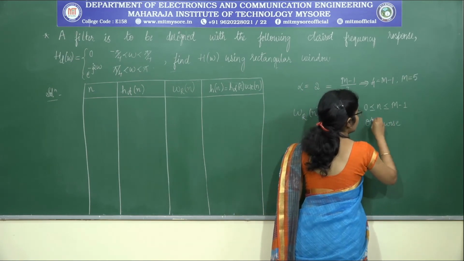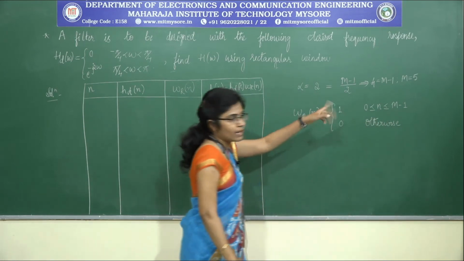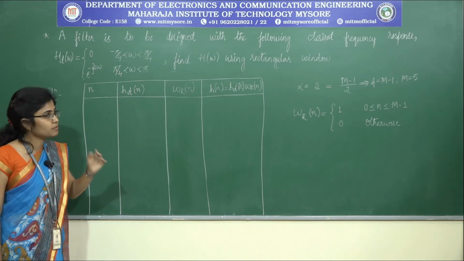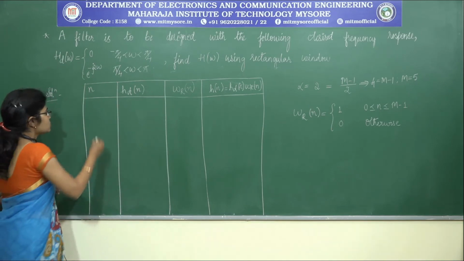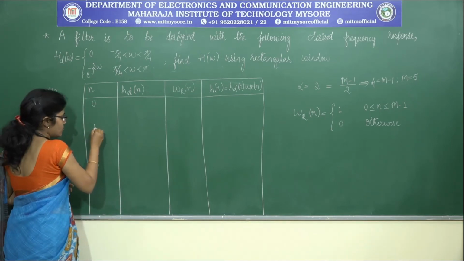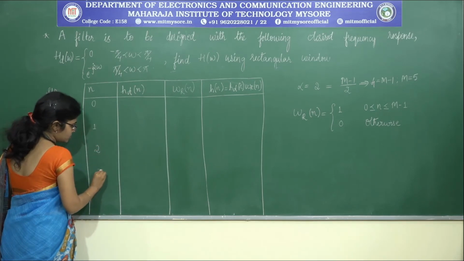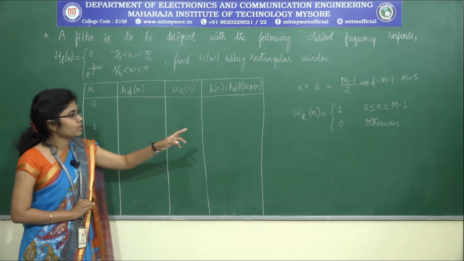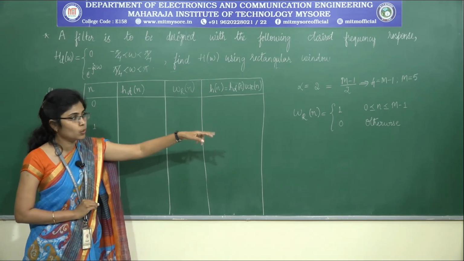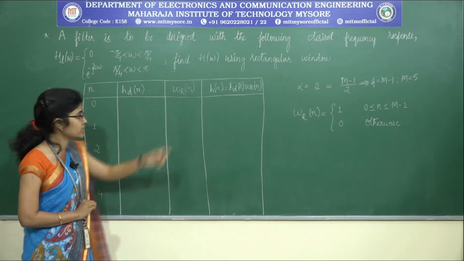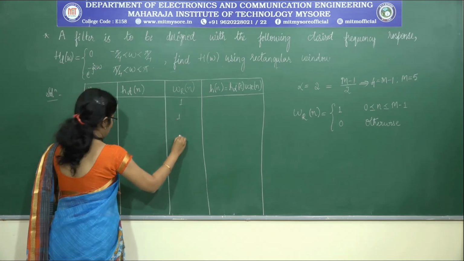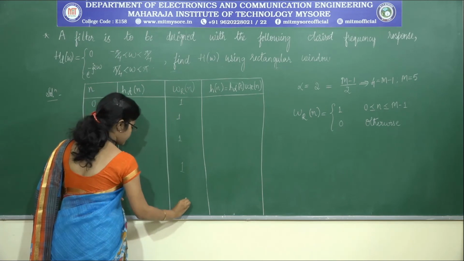We know this also. So, the value of m is 5. If the value of m is 5, the small n ranges from 0 to m minus 1. So, the values of n are 0, 1, 2, 3 and 4. Okay. And we know omega r of n will be equal to 1 from 0 to m minus 1. Yes. So, for all the values of n, this is also equal to 1.